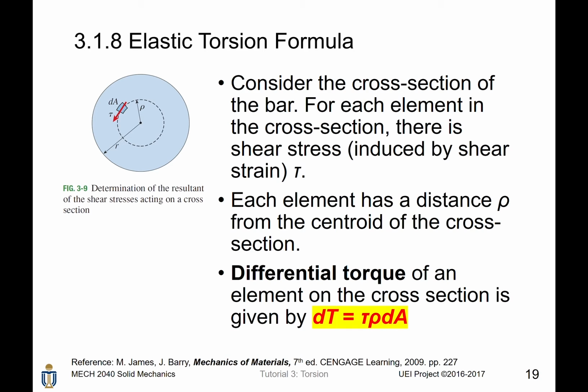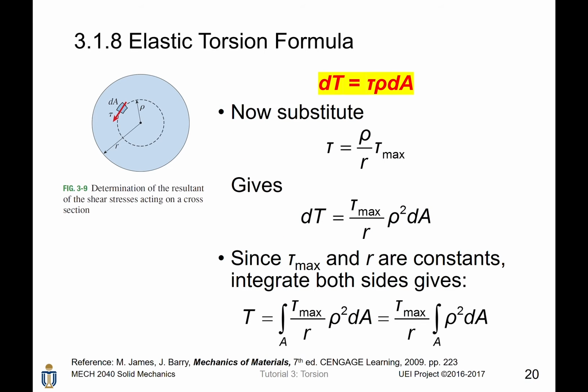The differential torque of an element on the cross-section, dT, equals the shear stress tau times the differential area. Those two terms multiplied together generate the force, which is dF. Then we multiply the differential force by the distance rho from the centroid to get the differential torque, which is given by tau rho dA. Next, we substitute the relationship between the shear stress and the maximum shear stress into it. The differential torque can be rewritten in this form. Then we do the integration on both sides, and we also take this constant out, such that we get this result.